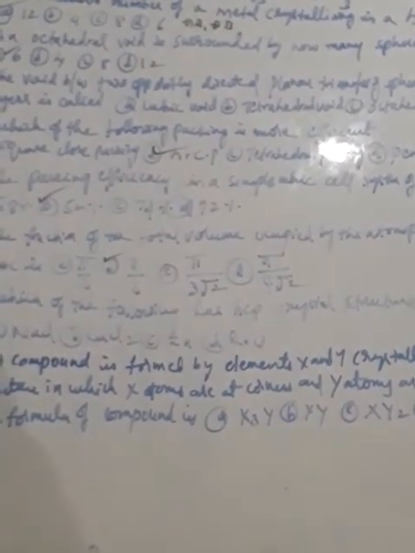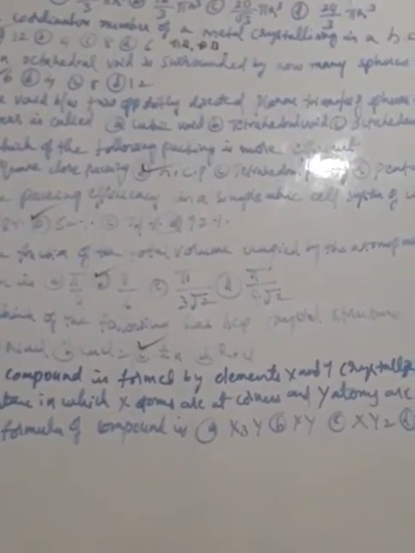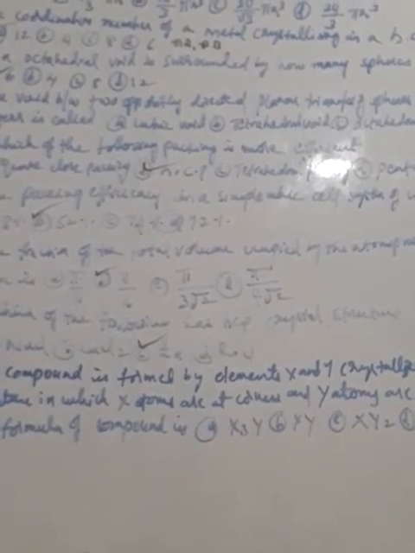Which of the following has an HCP crystal structure? Zinc has an HCP crystal structure. Then, a compound is formed by elements X and Y crystallized in a cubic structure in which X atoms are at corners and Y atoms are at face centers. What is the formula of the compound?